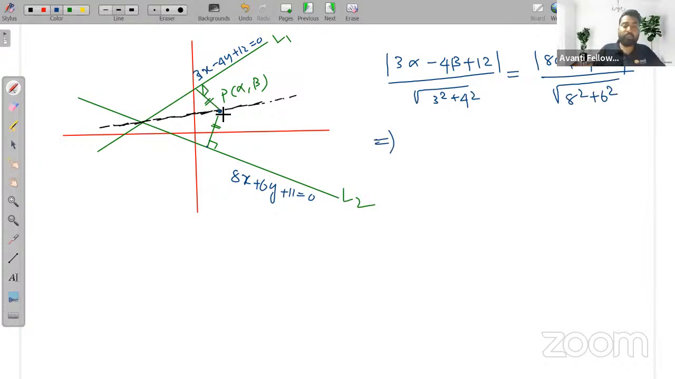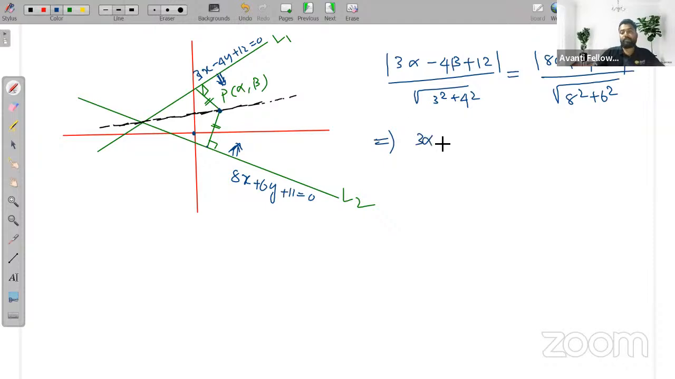And also, this is the angle bisector containing the origin. Why? Because P is the point which is lying below L1 and above L2. That means that is the region which contains the origin. Yes or no? That is the reason. That means there is no need to take any modulus here, because these values will be positive. Is that clear to everyone? Okay, because this angle bisector contains the origin.